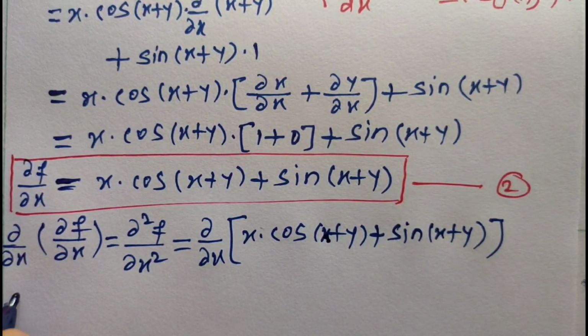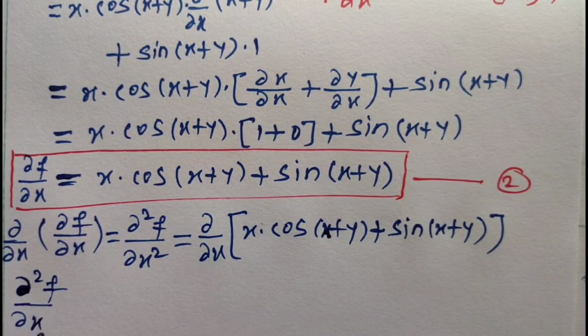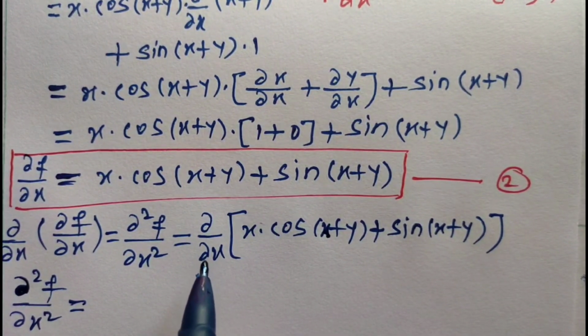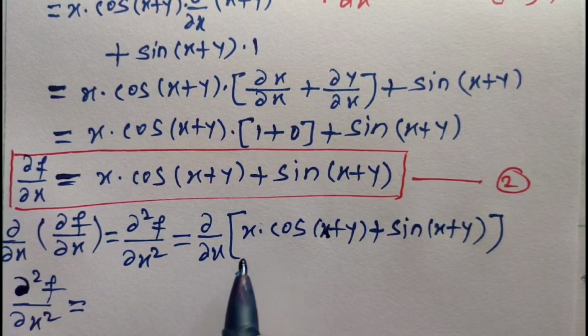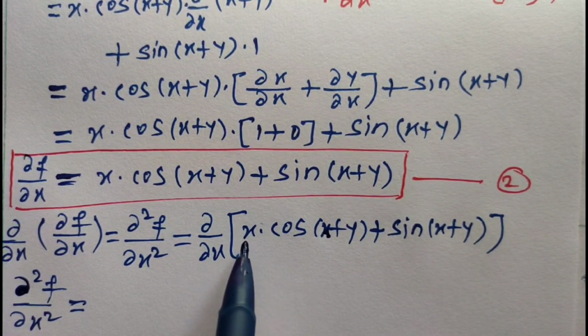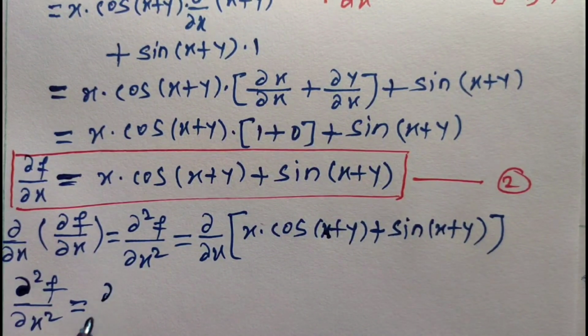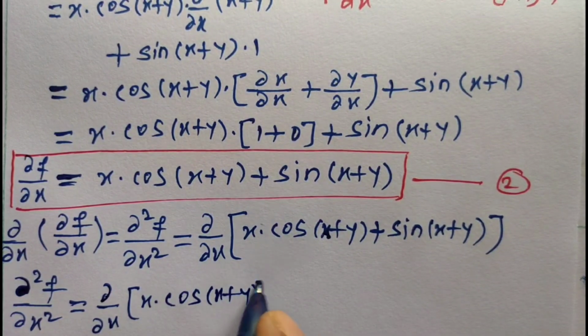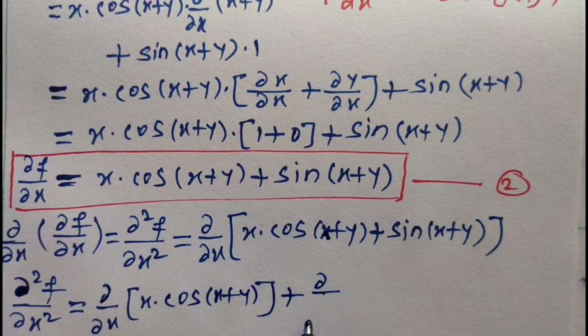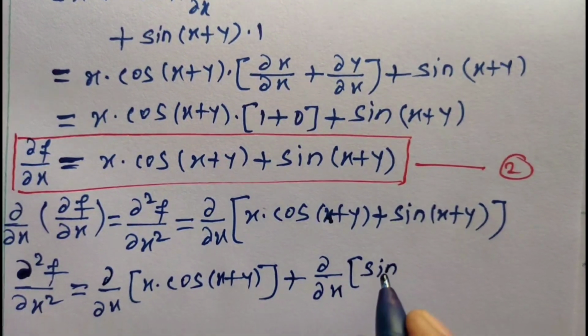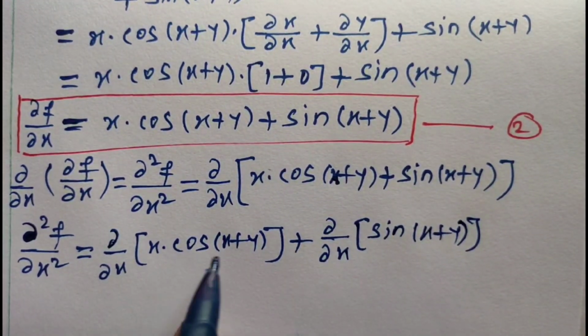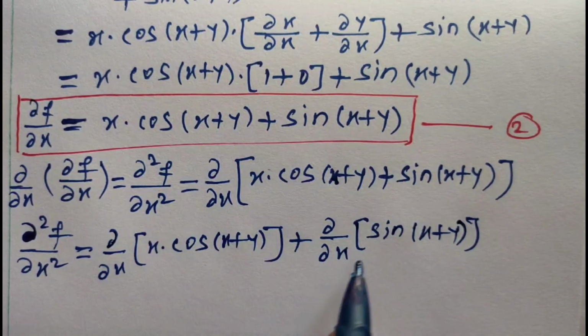So ∂²f/∂x² is equal to, now we have to partially differentiate each term with respect to x. The u into v formula we have to apply, because the first function is x and in the second function also there is x. So apply the u into v formula here. So we can write the partial derivative with respect to x of x into cosine of (x plus y), plus the partial derivative with respect to x of sine of (x plus y). Applying the u into v formula here, and here simply you can find the partial derivative with respect to x.